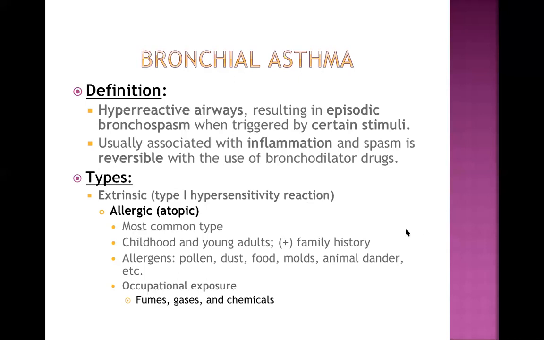Now, extrinsic is also known as allergic or atopic asthma, which is the most common type in comparison to the other. In this type, the bronchial asthma attack occurs from early childhood. So, children and young adults are mainly suffering, and there is a very strong family history present, meaning multiple members in the family may be having a similar type of condition.